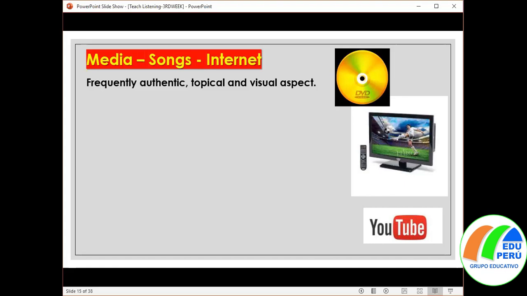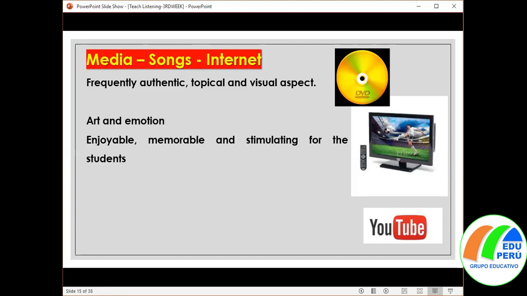So let's analyze. These kinds of sources, because this is a source, are frequently authentic. Topic and visual aspect, because we're going to make a relation with the images and pictures, if they watch a video tutorial or the news, maybe on a TV channel, so that you have a visual aspect, not just the audio. Then they involve art and emotion, no? When we make our students listen to songs, they think the song is enjoyable, memorable, and stimulating for the students, all right?